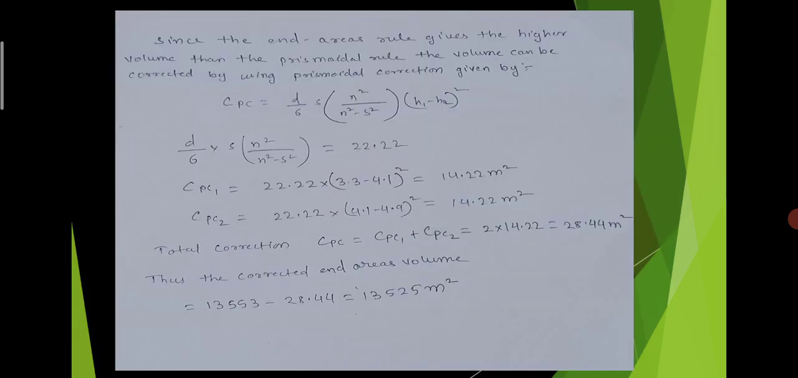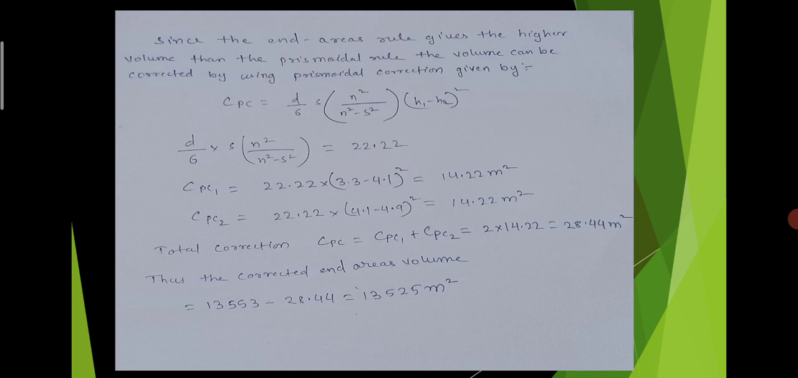Therefore, by using the end areas rule, we calculate volume as D multiplied by A1 plus A3 by 2 plus A2. It comes out to be 13553 meters cube, and by Prismoidal rule, it comes out to be 13525 meters cube. As we can see, the value calculated by end areas rule is greater than the one calculated by Prismoidal rule. So we need to apply a correction here.